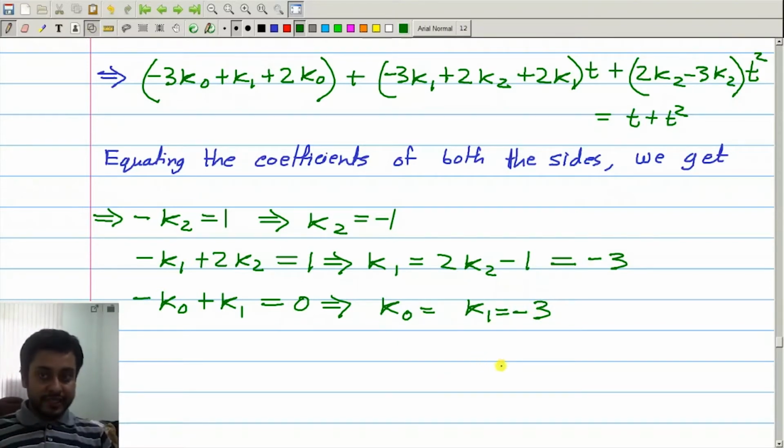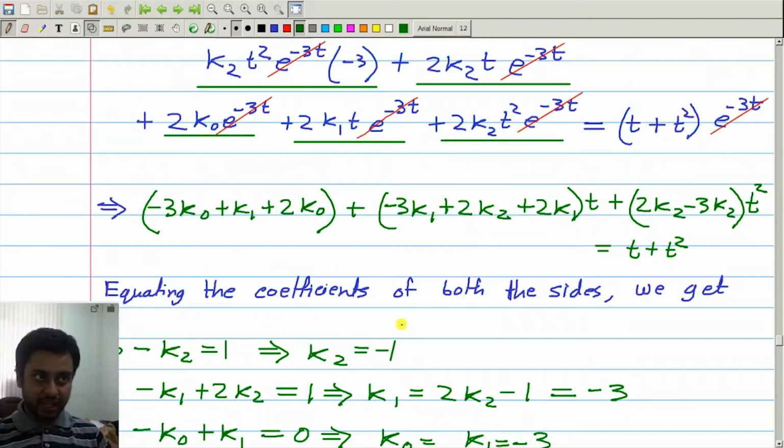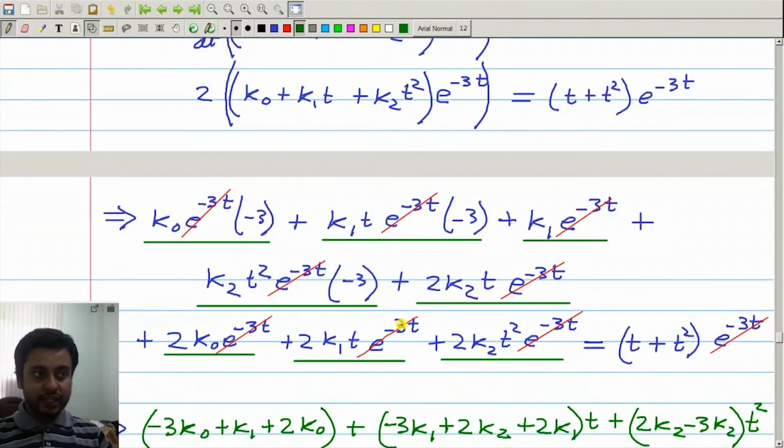So instead of finding these coefficients k0, k1, k2, etc. directly, we shall always do it using back calculation like we did now.